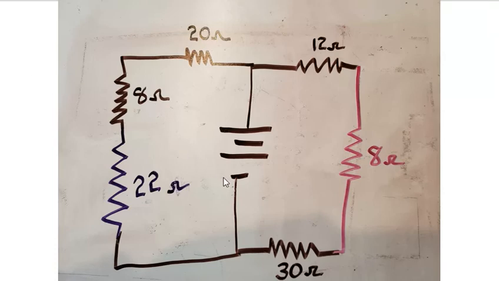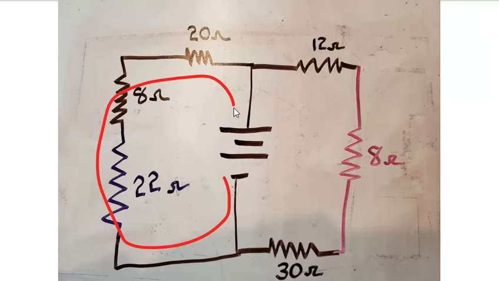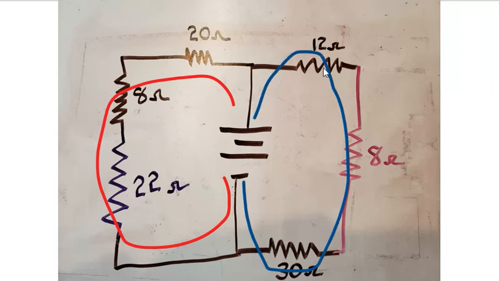And now I have 2 different series paths. Charges can come out of the battery, and they can go through this path. Those 3 resistors are in series. The charges can come out of the battery, and they can go through these resistors. So now these 3 are in series. So I'm not saying all 6 are in series with each other, right? But I have 3 in series on one side. I have 3 in series on the other side.